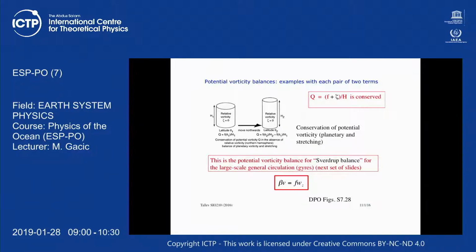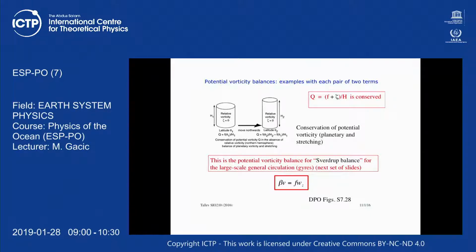And here is the potential vorticity balance example with each pair of two terms. Here the relative vorticity is 0, and here again the relative vorticity is 0. Moving northward from here to there with the same depth, if we move northward, we are coming into the area where f is higher. If f is higher, then that means that the water column has to become vertically larger, has to extend vertically. So the conservation of potential vorticity says that if we move the water particle northward, then vertical stretching should occur.